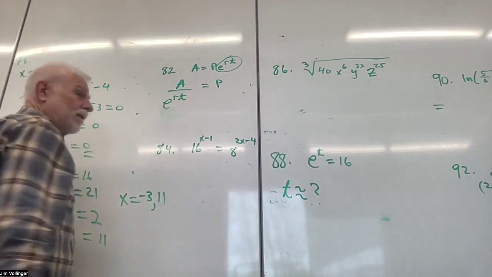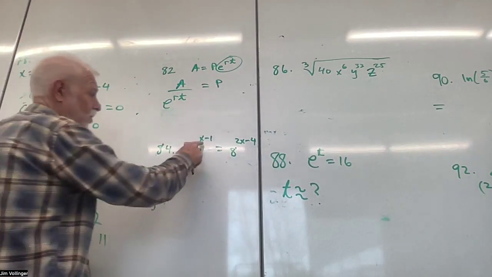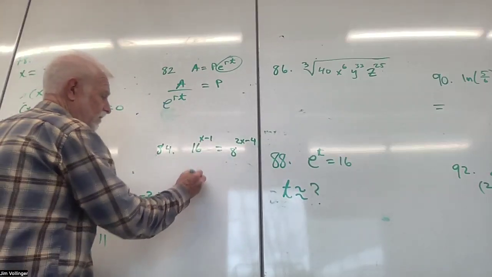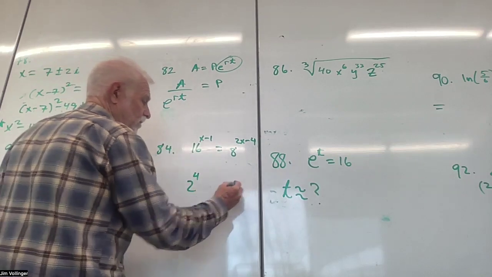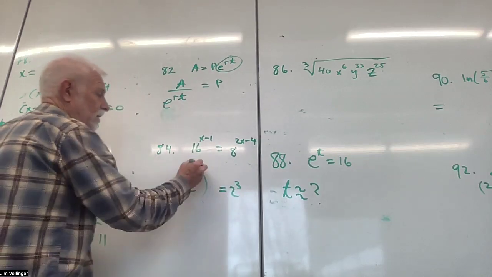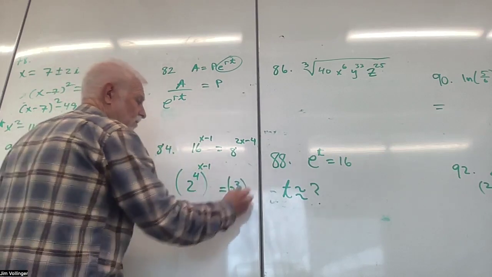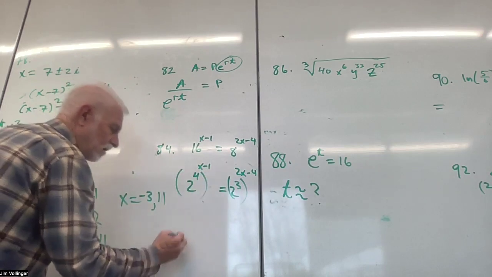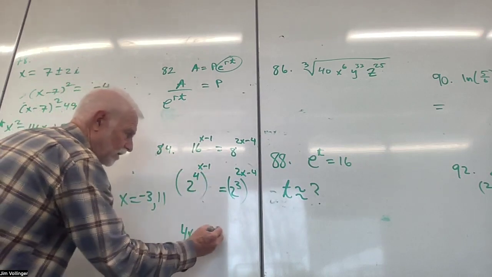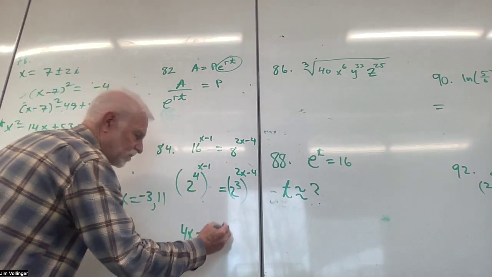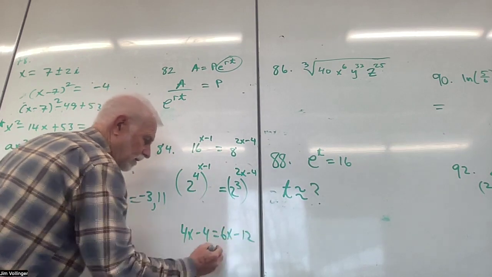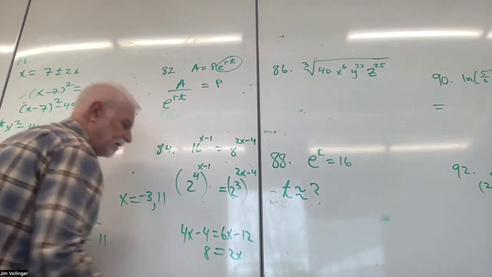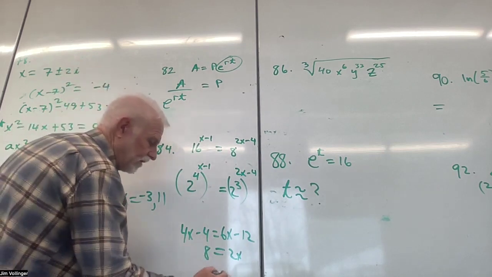16 and 8 have 2 as a common base because there's no rule of exponents for different bases. So let's make this 2 to the 4. Let's make this one 2 to the 3. What am I doing to these numbers? Raising that to the x minus 1, raising that to 2x minus 4. That gives me the equation 4x minus 4 equals 6x minus 12. I'll bring the 4x that way, make it 2x. I'll bring the 12 that way, make that 8. Looks like my answer is x equals 4.